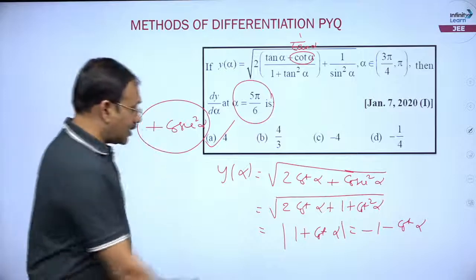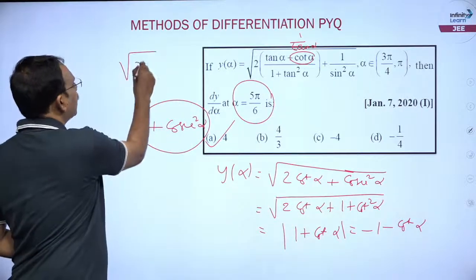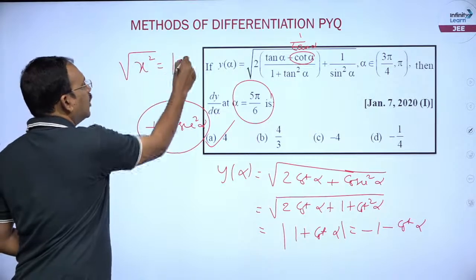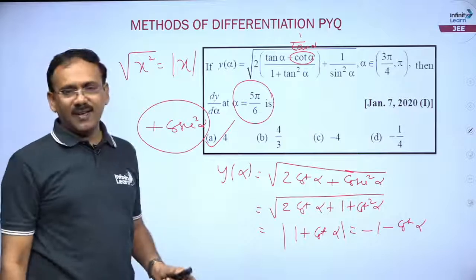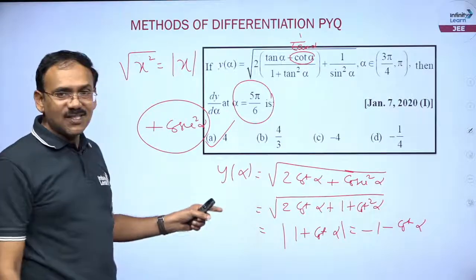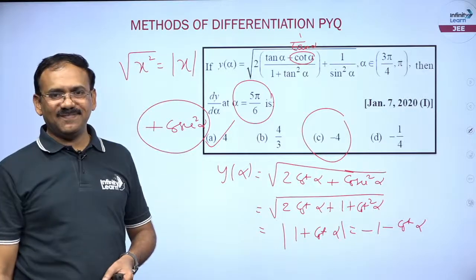If you are not thorough with this concept, that is root of x square is mod x, if you are not clear with this basic concept, undoubtedly you are going to get a wrong answer, because minus 4 is also waiting here for you, right.